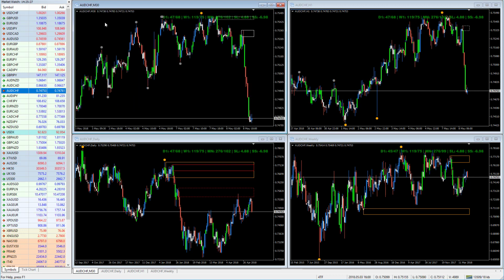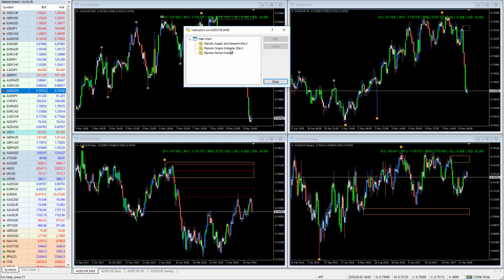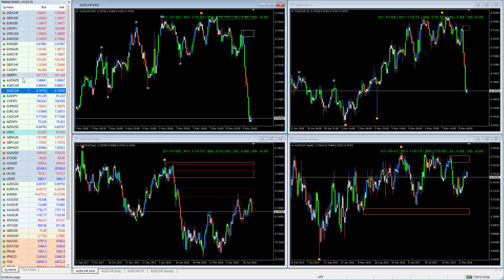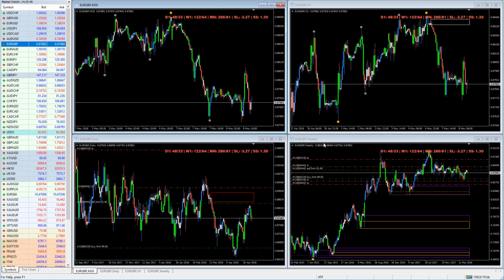But I've made a super simple tool, Pipnotic Period Changer. You simply attach the indicator onto a chart, then you drag your pairs onto that chart, and it'll update all of the other ones. Okay, so now we have, damn it, I missed my entry on this by just a fraction of a pip. So price almost got there. Anyway, never mind.